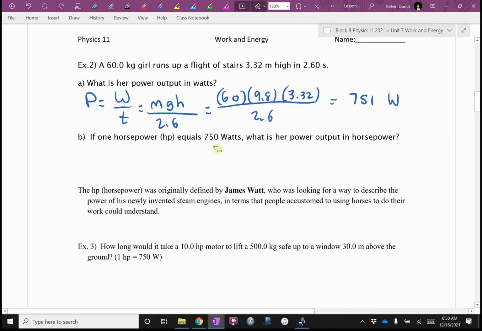If 1 horsepower equals 750 watts, what's her power output in horsepower? Almost exactly 1 horsepower. All of you are capable of generating a horsepower for a reasonable amount of time, but then you'll get tired. Those of you that are in better shape can maintain that 1 horsepower of power for longer. Those of you that are in lousier shape get tired faster, have to stop and huff and puff.